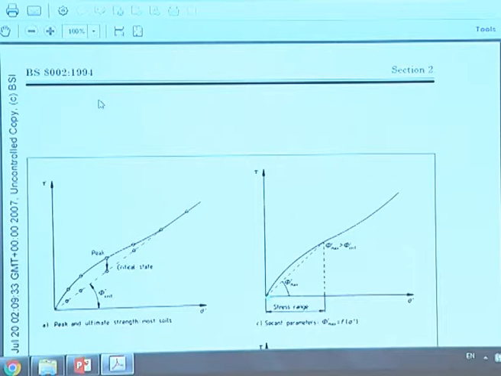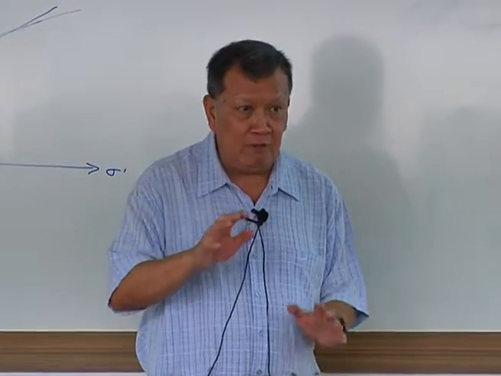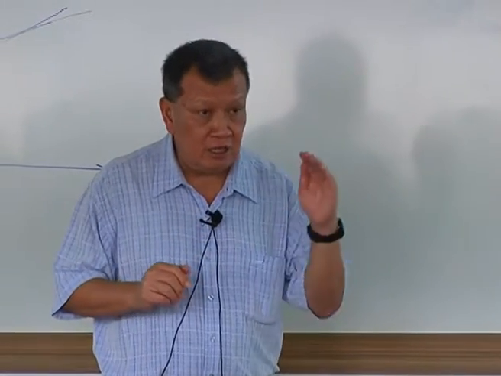So basically what I'm trying to say in a nutshell is that the cohesion that you get from a heavily over-consolidated soil, in the view of the critical state soil mechanics concept, is a fictitious quantity. It's the way you fit a curve. In reality, it is a curve.